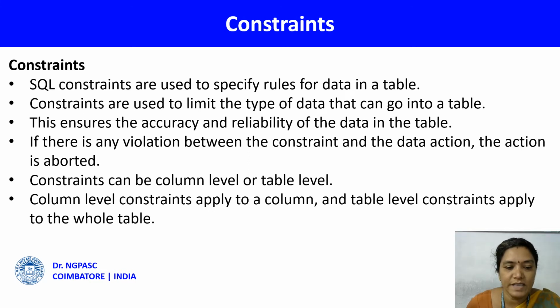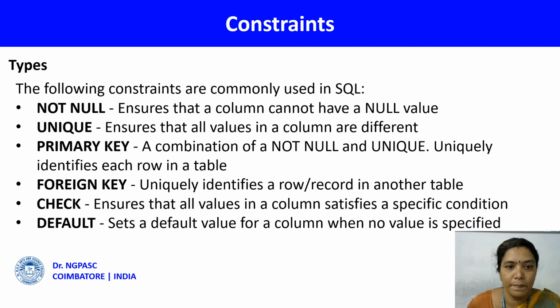The constraints can be defined either at column level or at table level. The column level constraint applies to your columns, whereas the table level constraint applies to your whole table. Now let me discuss the different types of constraints. There are 5 to 6 types of constraints.